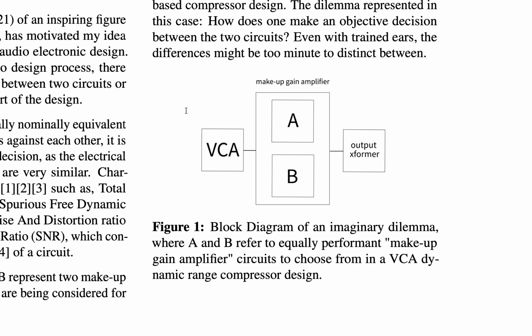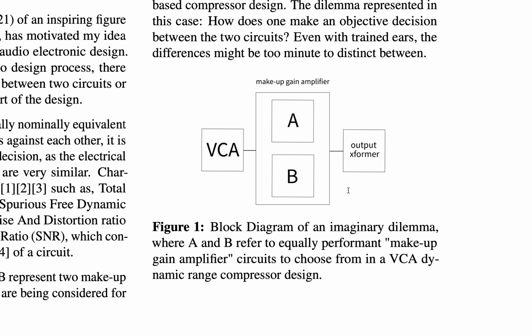The example here shows a VCA compressor. On the left we have the VCA, and on the right we have the output transformer. And in between we have the role of a makeup gain amplifier, and we have these two line amps, circuit A and circuit B. And they sound very, very similar to each other. When you bring the gain up, you're trying to see whether you can hear a difference, and it's kind of on the cusp of whether you can actually perceive it or not.